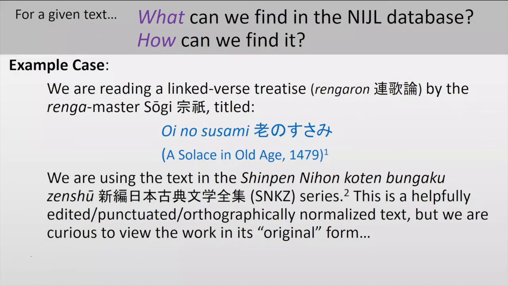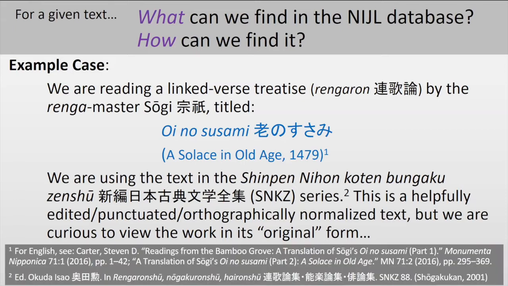Now that we have a better idea of what the NIJL database is, how can we use it? Imagine the following example case. We are reading a linked first treatise, Rengoron, by the Renga master Sogi, titled Oi no Sasami, A Solace in Old Age. We are using the text in the Shinpen Nihonko Tenbungaku Zenshu series. This is a helpfully edited, punctuated, orthographically normalized text, but we are curious to view the work in its original form. For those interested, here are the citations.